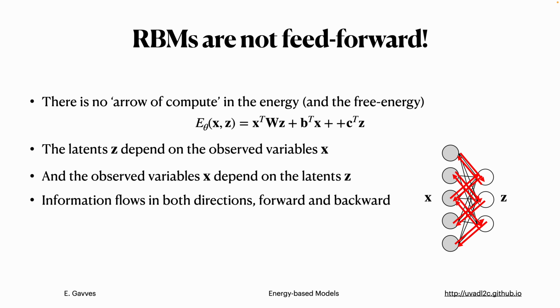Now, because we have x and z in a single formula, there is no direct flow. So RBMs are actually not feed-forward models. They are defined jointly. Like, to obtain z here, you don't need to know x per se.